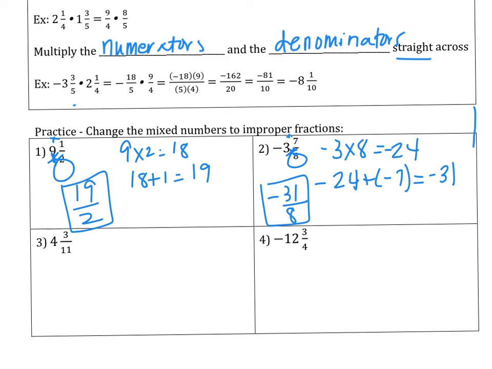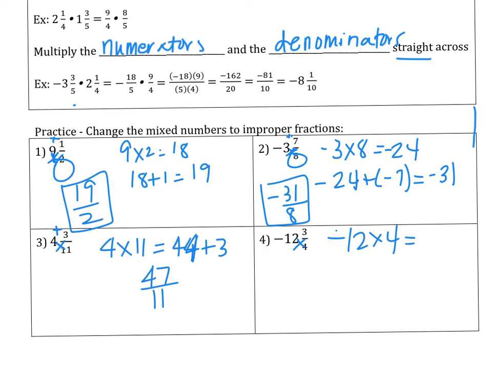Again, it's just a little bit of practice. 4 times 11 is 44, and then add your 3. 44 plus 3 is going to be 47 over 11. And negative 12 times 4 is a negative 48.